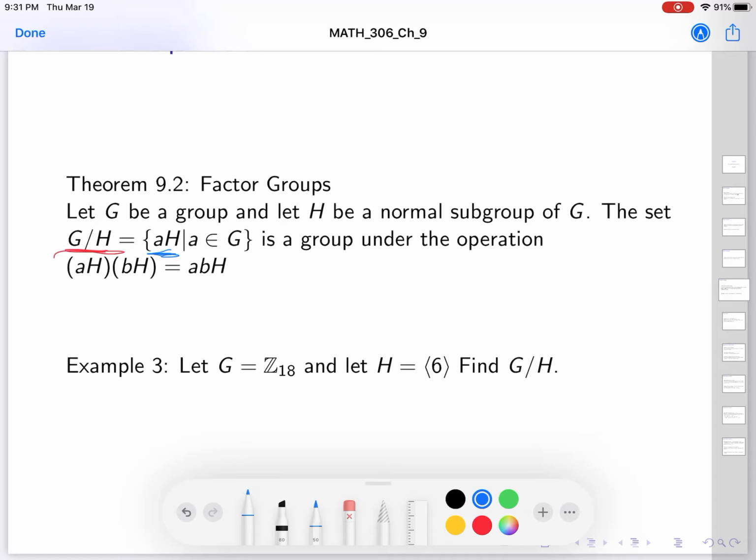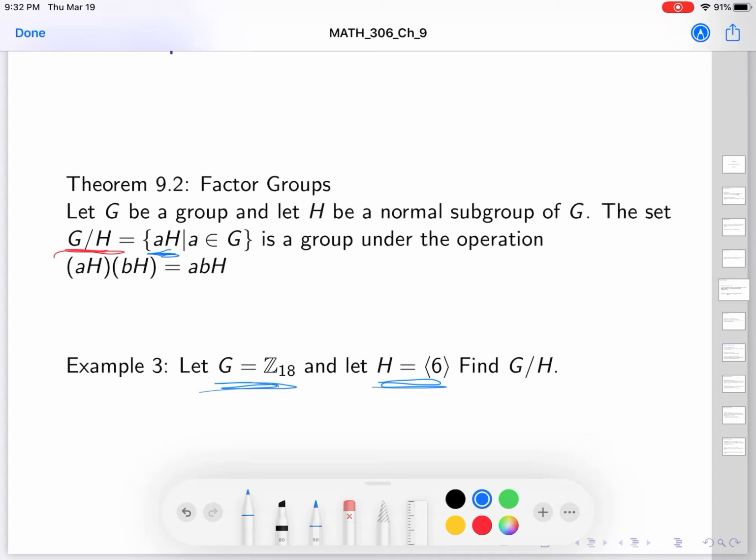In our first example here, we're actually going to be using addition because our group G is under addition mod 18. So we're letting G equal the set of integers mod 18 under addition, and our subgroup is going to be H equaling the cyclic subgroup generated by 6. It says find the factor group of G by H.